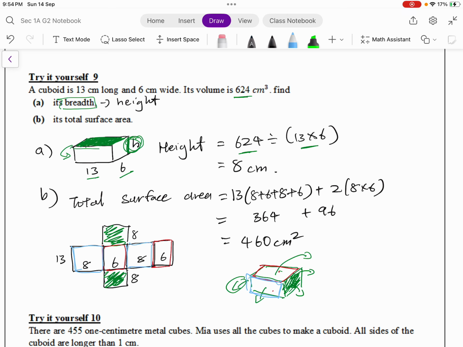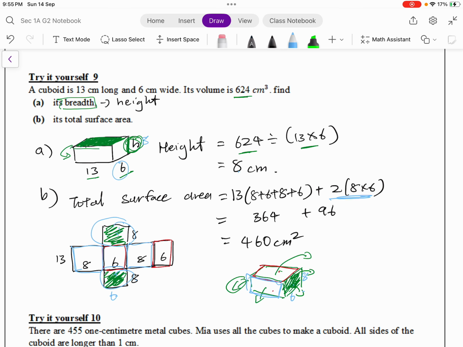Okay, so the fastest way to find the total surface area will be, the sides is 6 and 8. Right, so this is 6, this is 8. So the sides will be 2 times 6 times 8 to find the area of the 2 rectangles at the side.